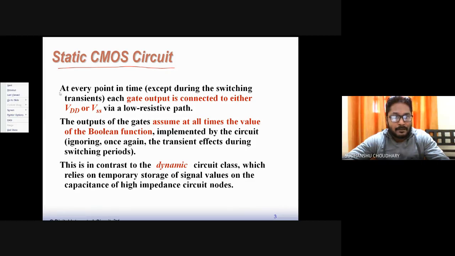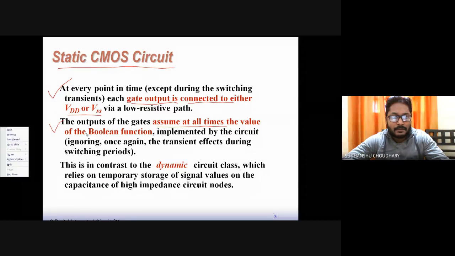One of the characteristics of this static CMOS circuit is that the output of the gate is always connected to either VDD or VSS, right? At every point of time, the output of the gate is connected to either VDD or VSS. This is one of the important properties of static CMOS circuit. The other property is that the output of the gate assumes the value of the Boolean function which it is implementing. So all the time the output of the gate will hold the value of the Boolean function implemented by the circuit. Okay?